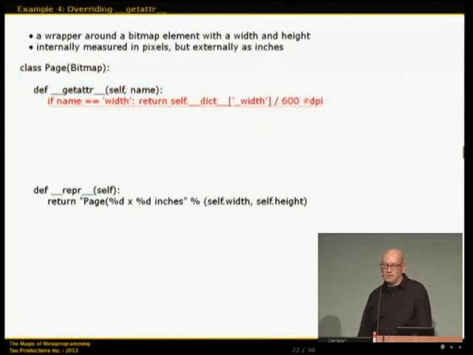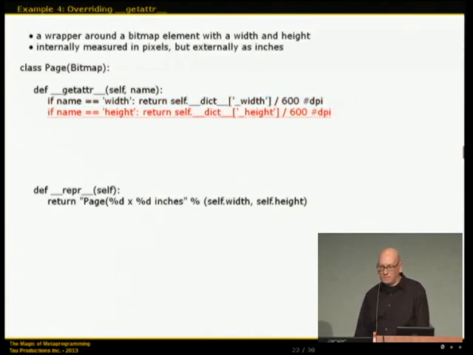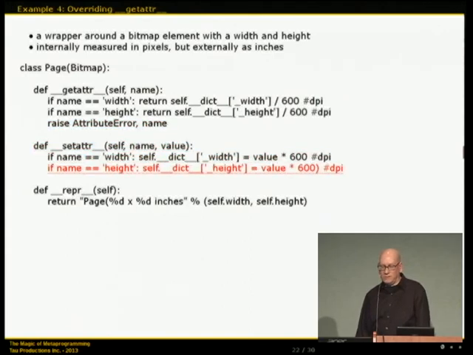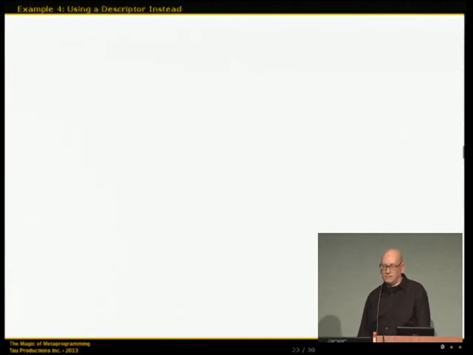So __getattr__ takes the name in and says, if the name is width, go look up the actual value in my dictionary and convert it from pixels or dots to inches. And there's also one for height. And if not, then you raise an attribute error saying, I don't have that attribute. It's not here. And there's a similar one you have to add for the set to handle that. And that works, but if you start doing this very much, suddenly your __getattr__ and __setattr__ start getting into complex code. So descriptors are an alternative to that.